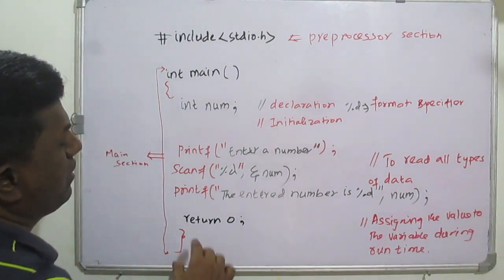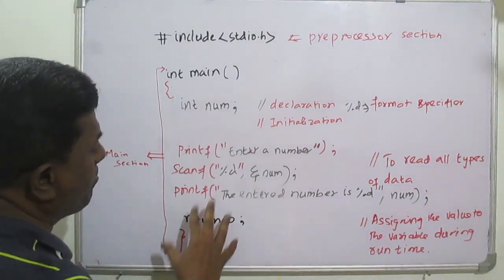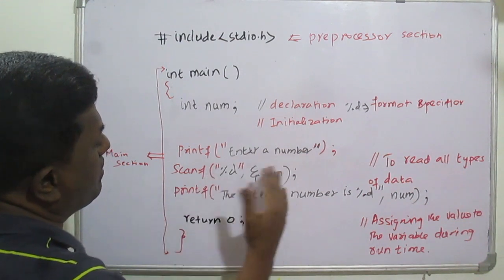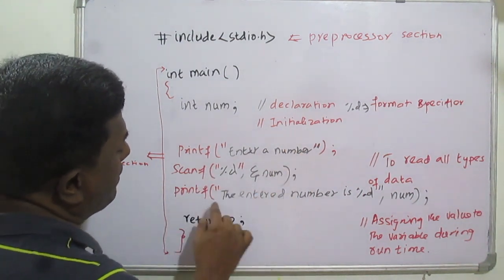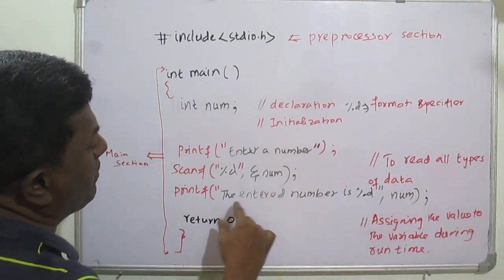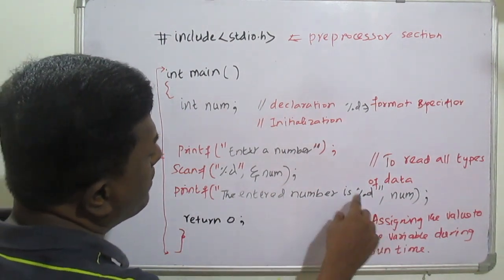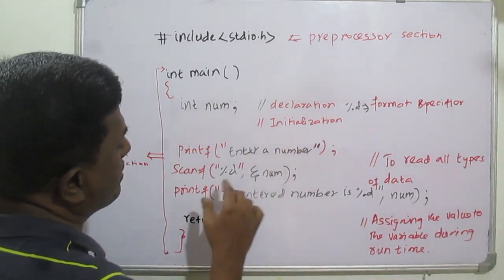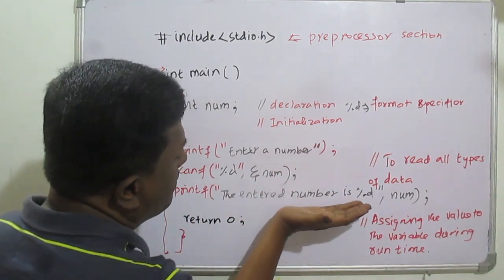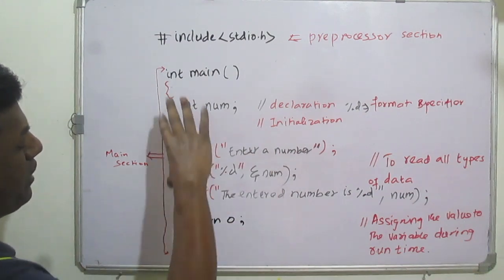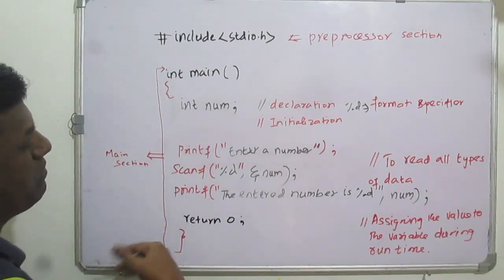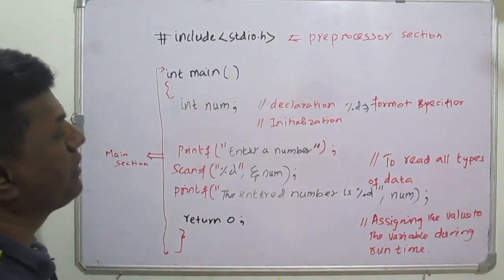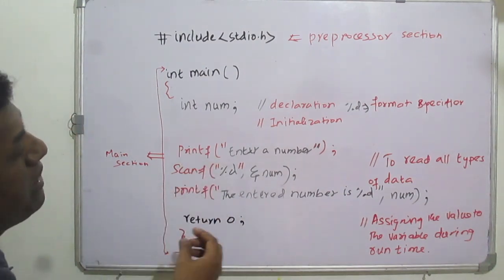Now this program is complete, because we ask the user to enter a number, the number will be entered, and with the help of this printf we get the output on the display screen: the entered number is 10. Whatever number we enter during the blinking of the cursor will be printed here. So the program will be executed successfully, and then end. This is the basic and very simple way to write a C program.